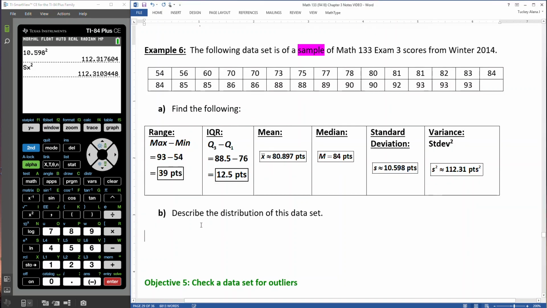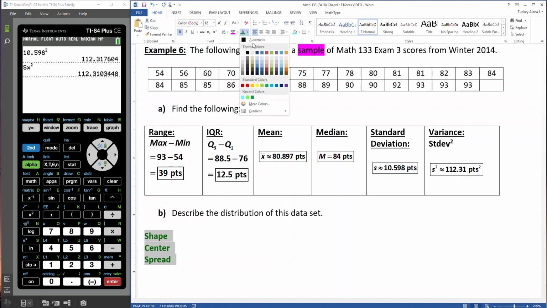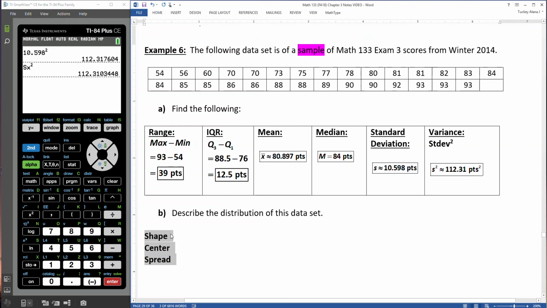So now let's describe the distribution of this data set. Okay, well that means they want shape, center, and spread. And they probably don't want them in green. All right, so shape, center, spread. What are they? Well, let's think. Shape would be skewed left, skewed right, or symmetric. So the shape would be, look at your mean and your median.